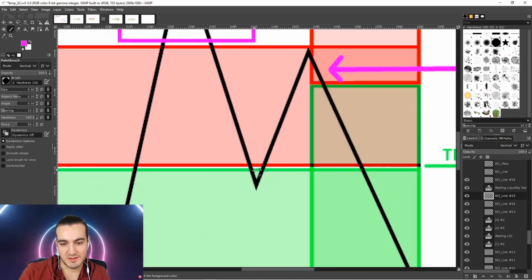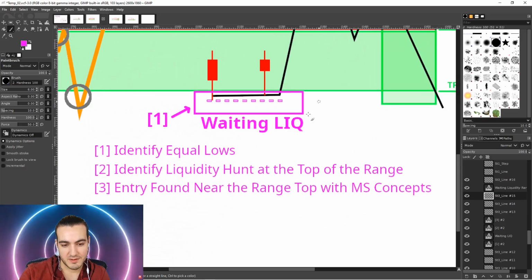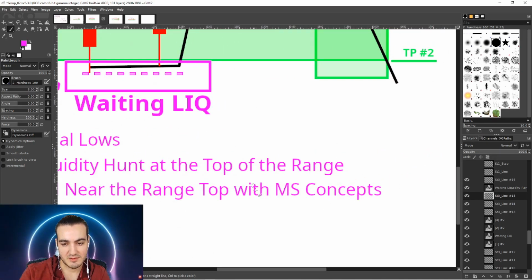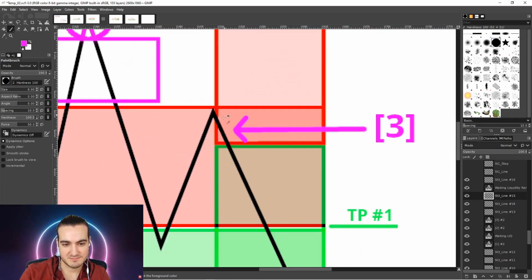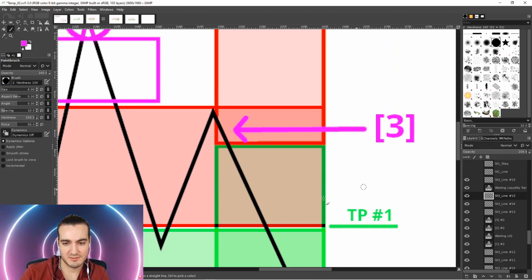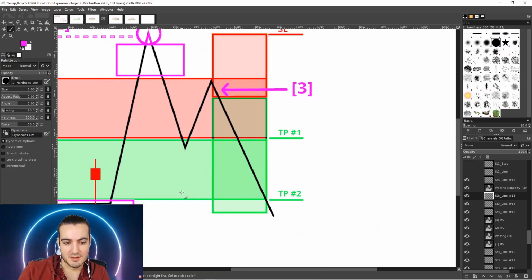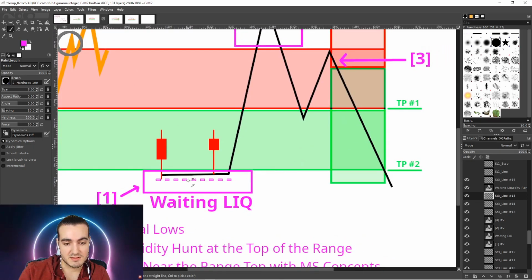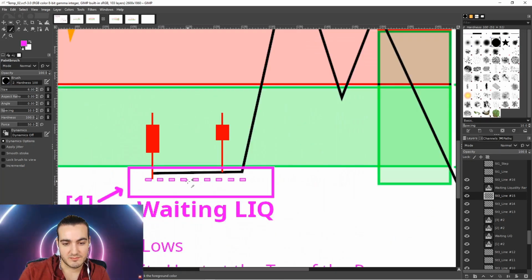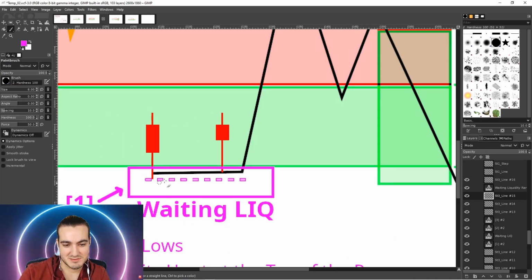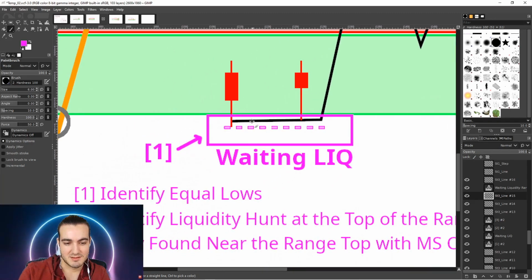Maybe bounces off the EQ line, comes back up. We find an entry based on any of the market structure concepts. Maybe there's a breaker block here or something. And then we can be kind of confident that the price will want to return down here because of this juicy equal lows.